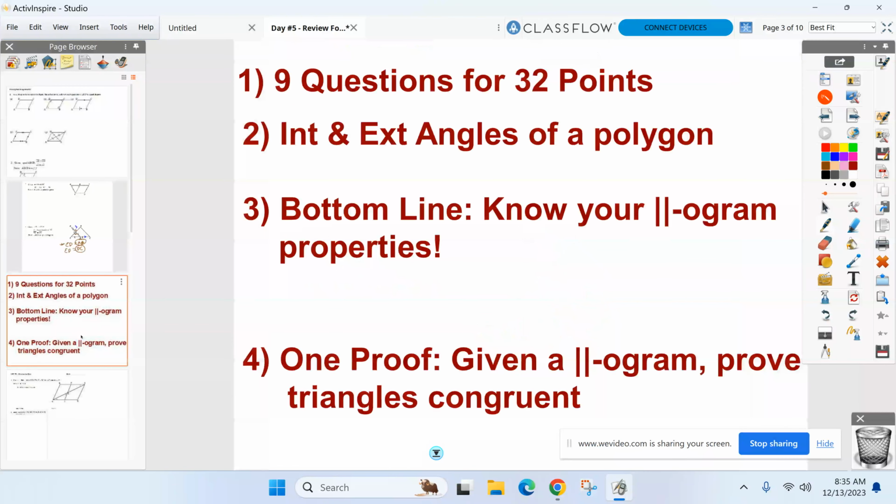Real quickly, here you go. Tomorrow's quiz, 9 questions, 32 points, if that matters. I know it's a lot. Most of it's on parallelograms. All right, most of it. But don't forget what we did day one.